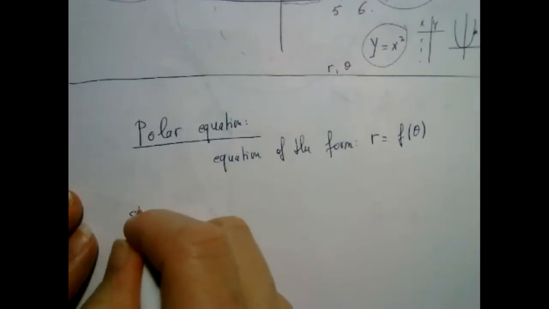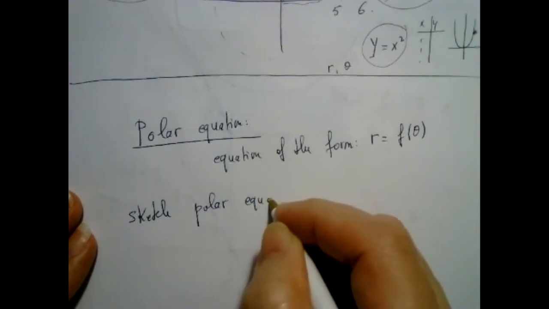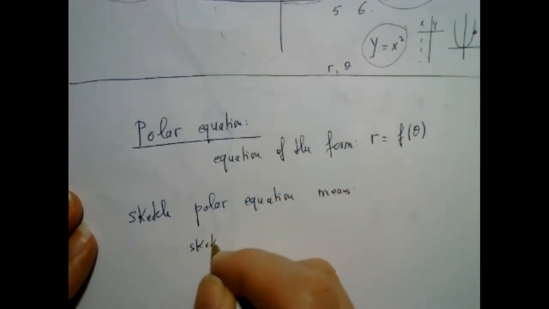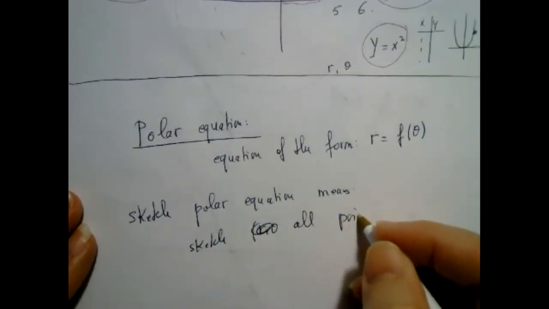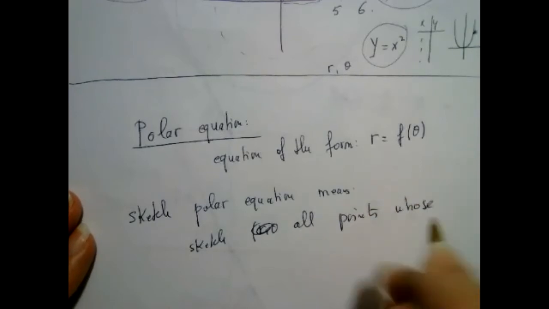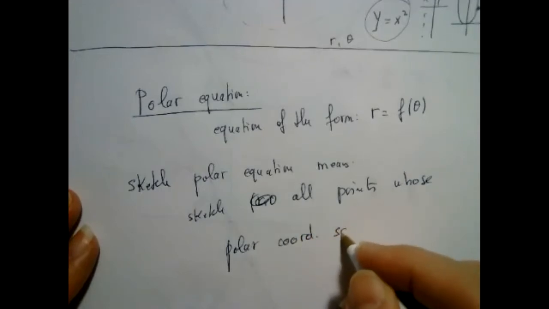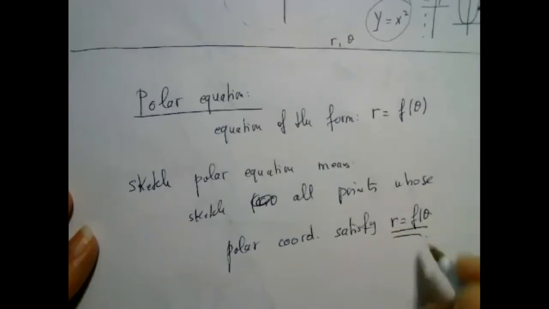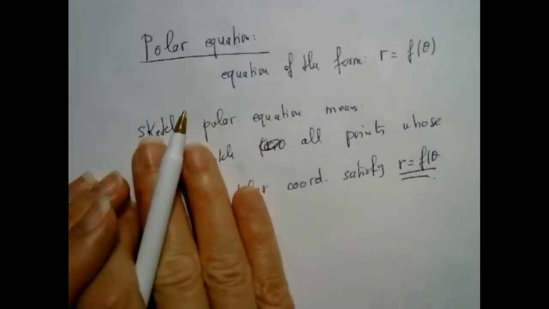So sketching a polar equation means the following: sketch all points whose polar coordinates satisfy r is a function of theta. So let's sketch all the points where the polar coordinates satisfy r equals f of theta. That's what we're going to do. We're going to sketch some polar equations.